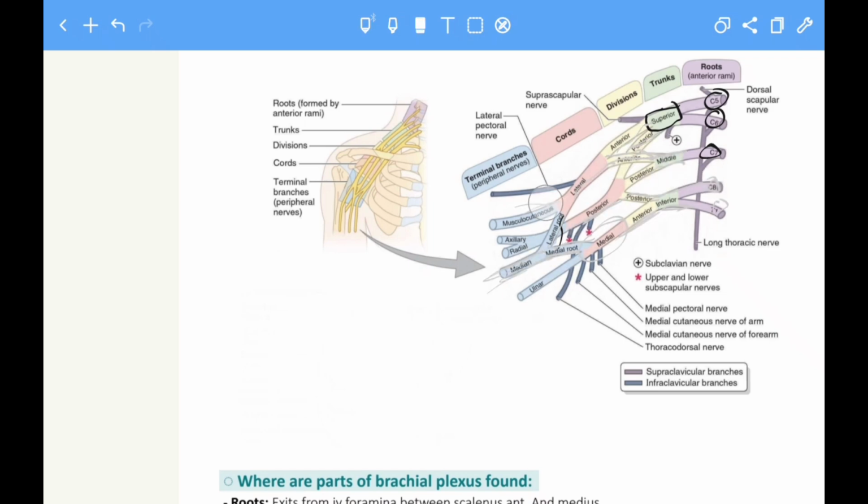And we will see this picture again. This is the brachial plexus, which supplies the upper limb. The roots pass between scalenus anterior and medius, and the divisions are behind the middle third of the clavicle. Okay.